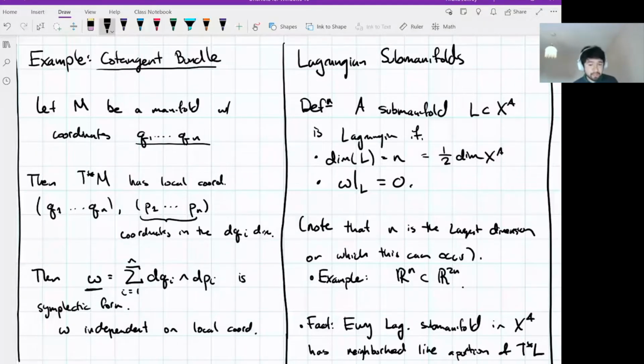And maybe this ties into the previous example. So when I have M inside of T*M, it's a quick check to see that the submanifold M given as the zero section is a Lagrangian submanifold of T*M. Okay, so these are the things that I'm going to be playing around with on the A side, on the symplectic side.